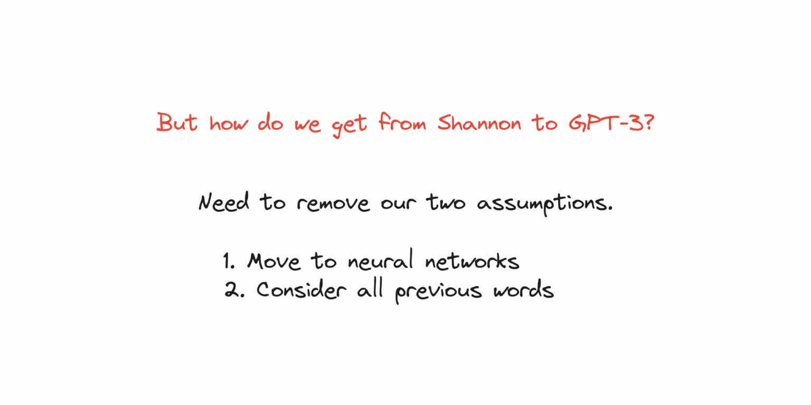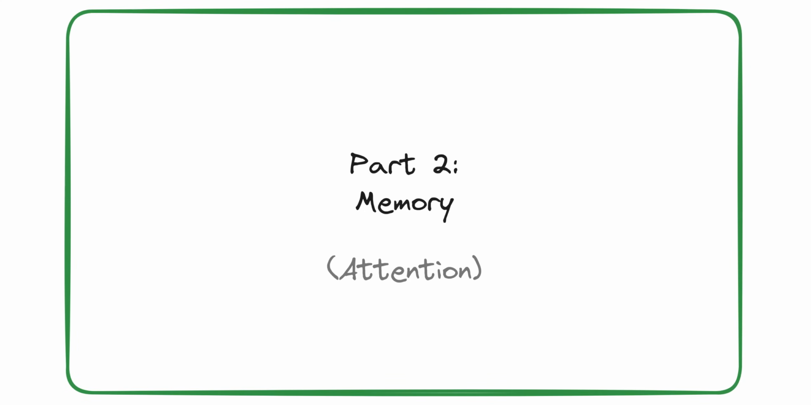But I'm getting ahead of myself. I still haven't told you how you actually get from Shannon's model to GPT-3. And to do this, we're going to need to remove the two major assumptions. We're first going to have to move to the use of neural networks, and then we're going to need to figure out how we can take into account all previous word tokens. This brings us to section 2, which focuses on memory, and in particular, the use of attention.